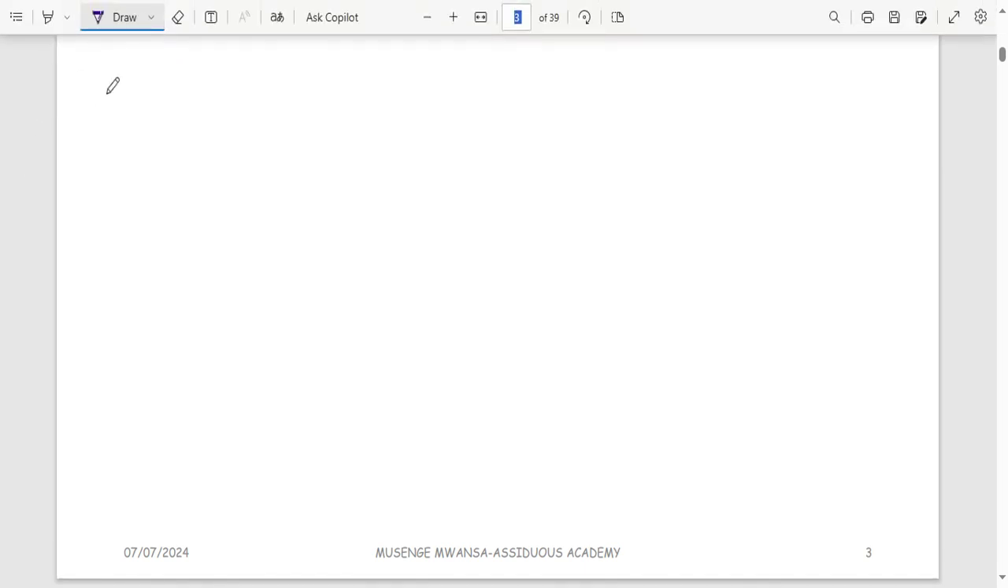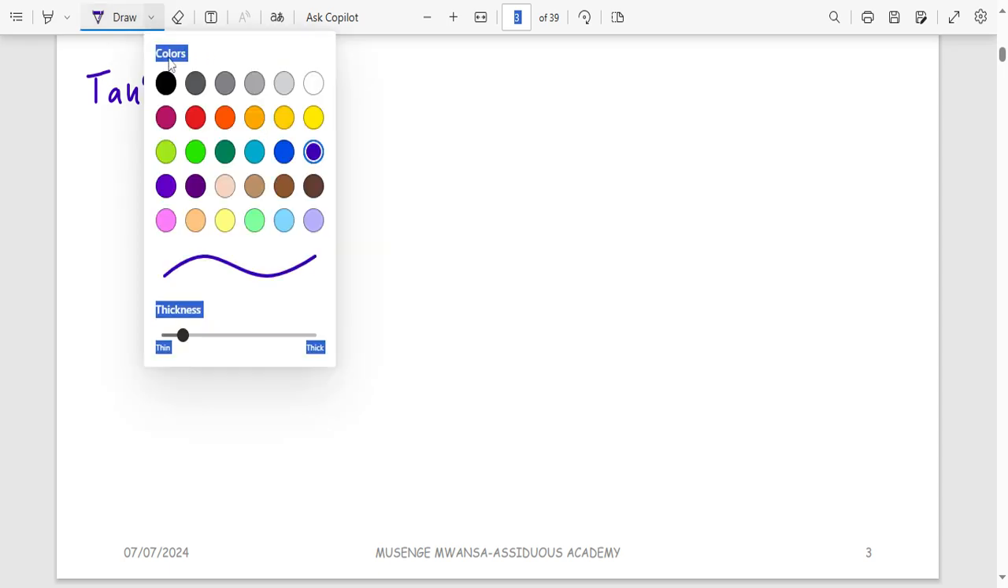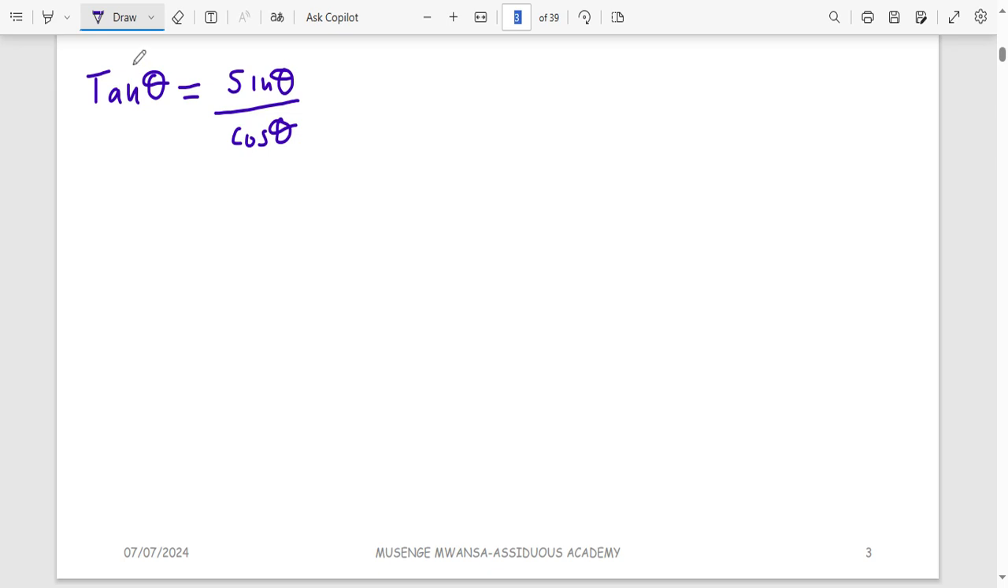Now that we know this identity, we also know that tan theta is given by sin theta over cos theta. This is an identity. If I square tan, it becomes tan squared theta, which means sin is also squared and cos is also squared. So tan squared theta is sin squared theta over cos squared theta.